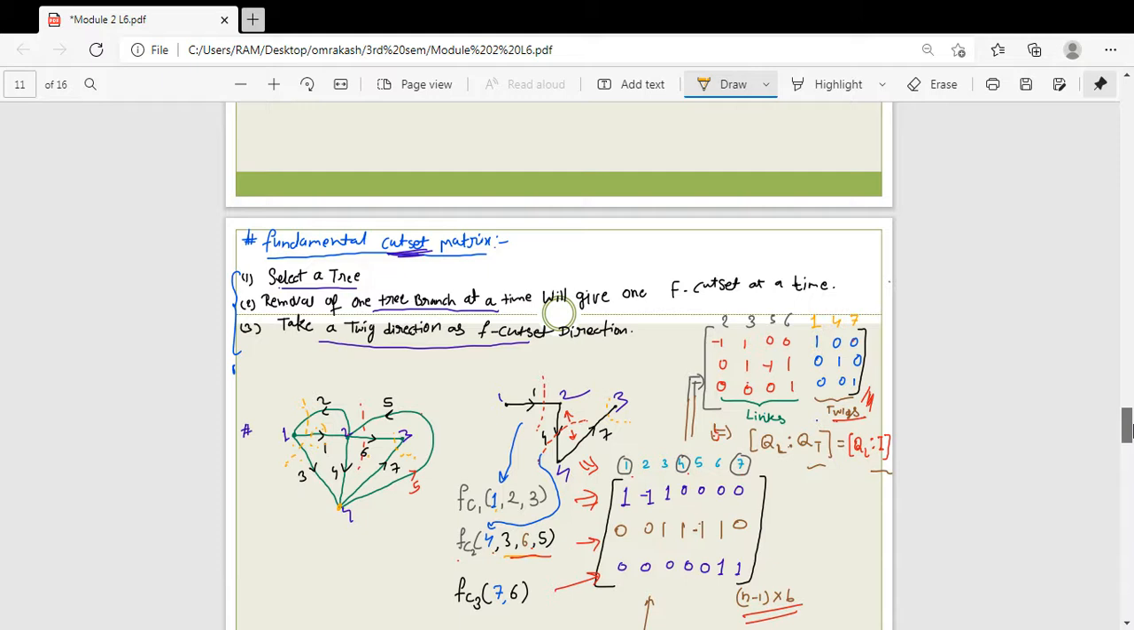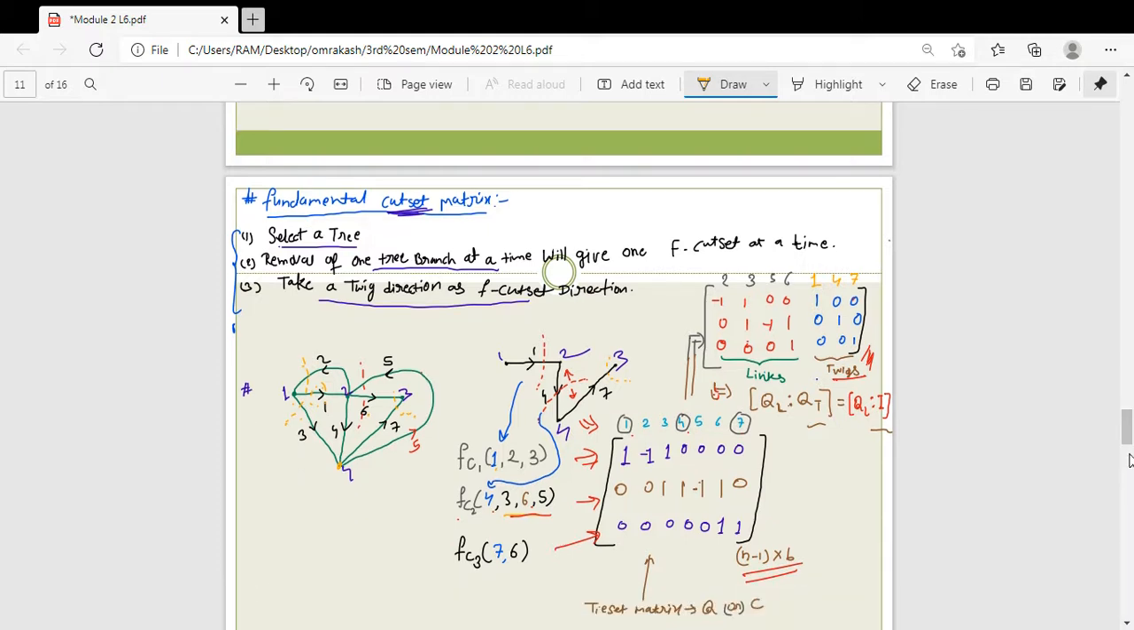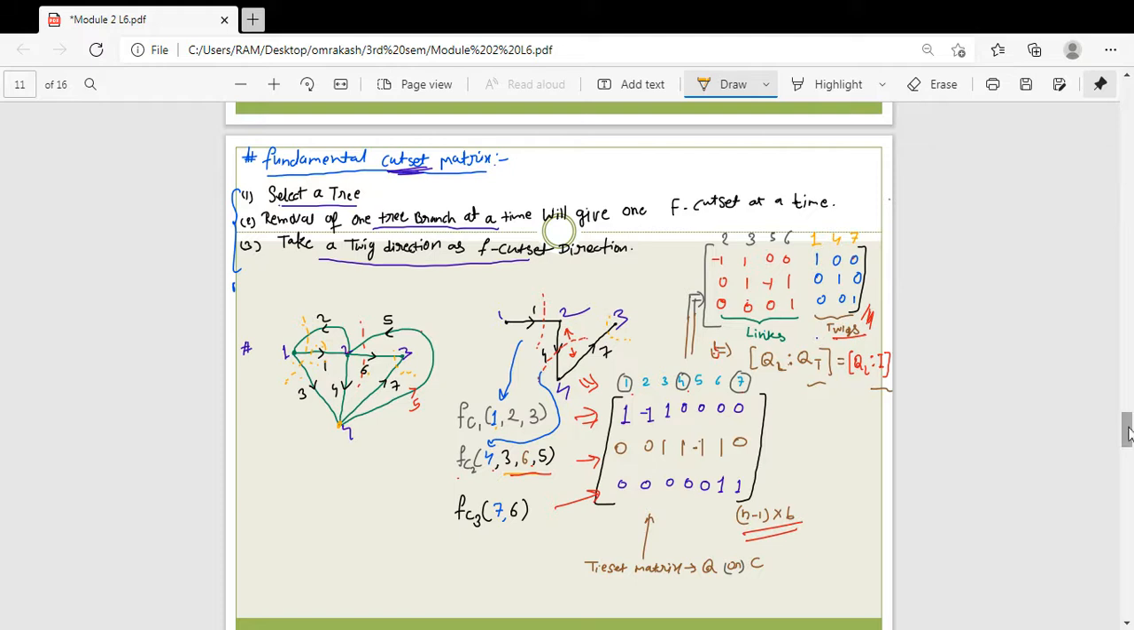Now the fundamental cut set matrix, fundamentals of cut set matrix, right? F cut set. Now select the tree, same as earlier, as for the tieset matrix. For the cut set matrix also, select a tree; removing one of the tree branches at a time will give one f cut set at a time. And the second is to take the tree branch direction as your f cut set direction. So the fundamental cut set direction, f, is specified here, fundamental.